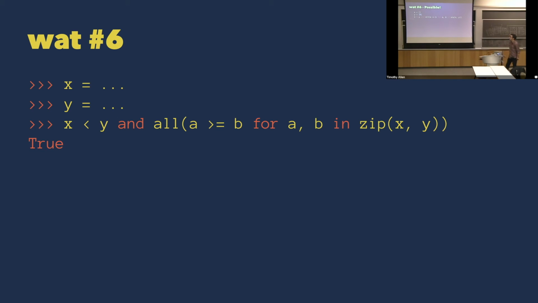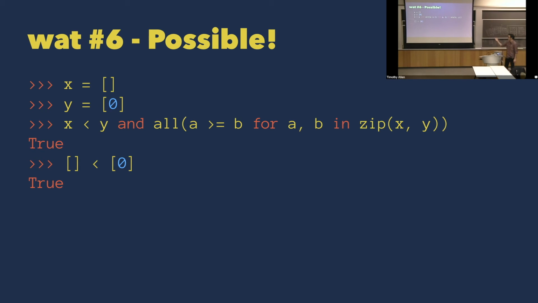So this depends on a couple of things. If x is an empty list and y is a single element list, this is possible. What happens is when we compare these lists like this, the empty list always comes before a list of any length. So when we use the less than operator here, it says True: an empty list is less than a list with any number of elements in it.